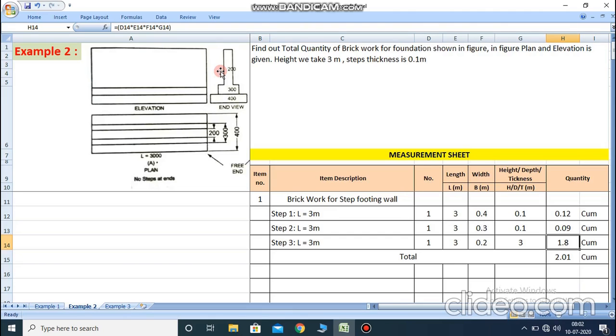Now the summation of all 3 values, we get the total quantity of the brickwork as 2.01 cubic meter. So here 2.01 cubic meter. As per the standard calculation, in 1 cubic meter we require a total of 500 bricks to complete the brickwork of 1 cubic meter. So in 2.01 cubic meter, how many bricks are required? We can easily calculate the total number of bricks required to complete the brickwork.